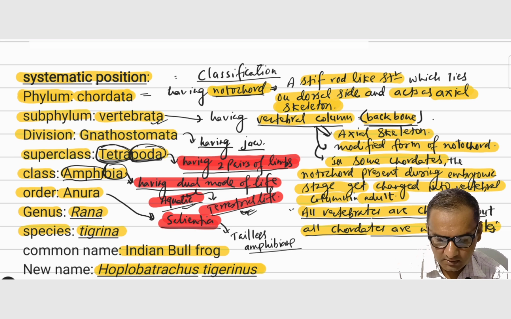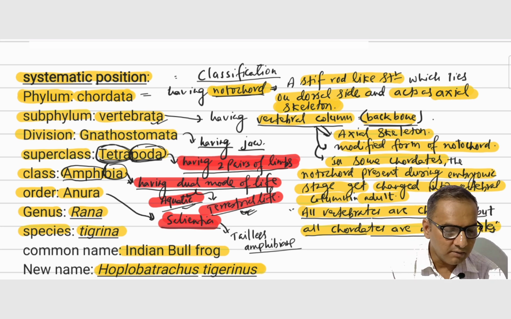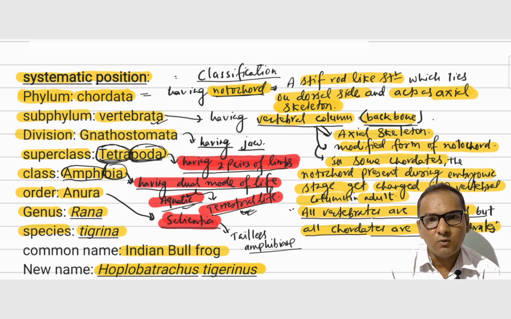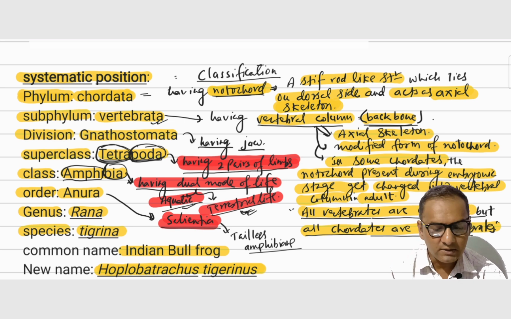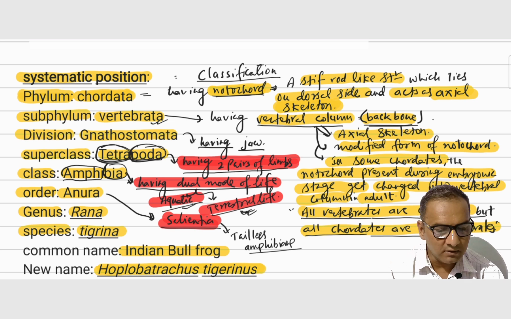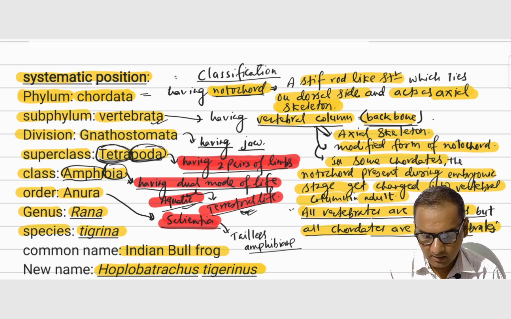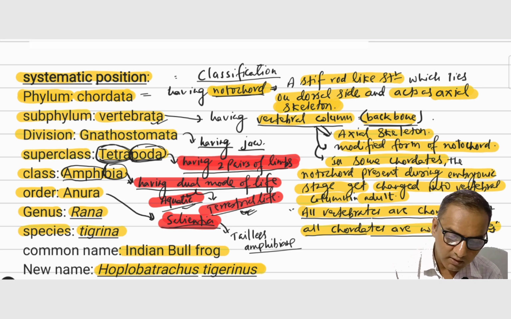There are altogether three orders or three subclasses. One is Apoda. This Apoda includes limbless worm-like animals. The next one is Caudata, which is also called Urodela, which includes the amphibians with tail. There is presence of tail throughout the life. The most common example is the salamander. And the other order is Anura, which is also called Salientia, and it includes tailless amphibians like frog, toad, etc.